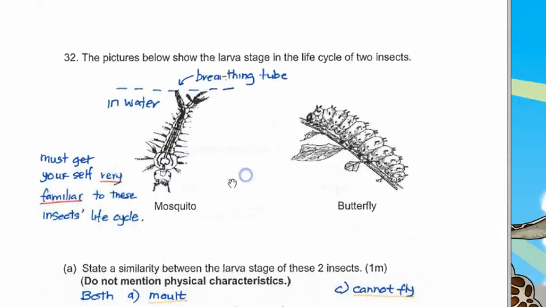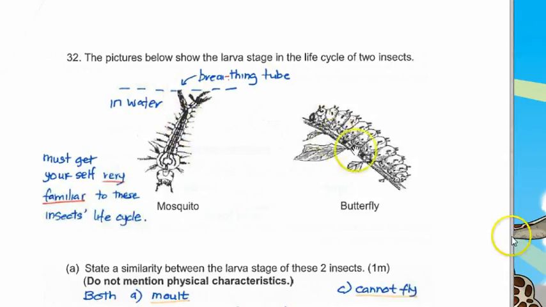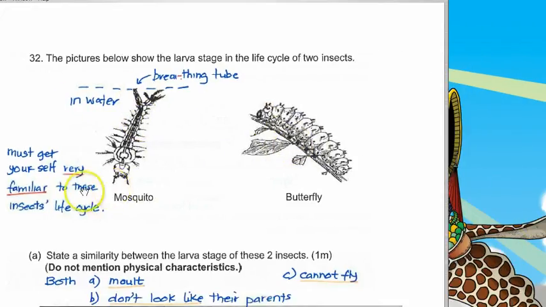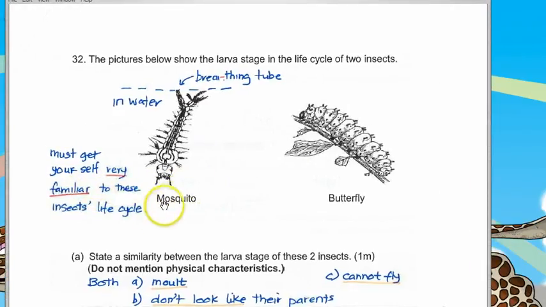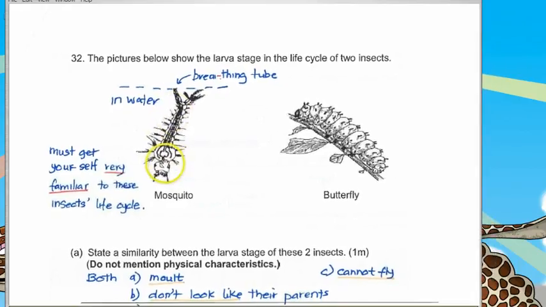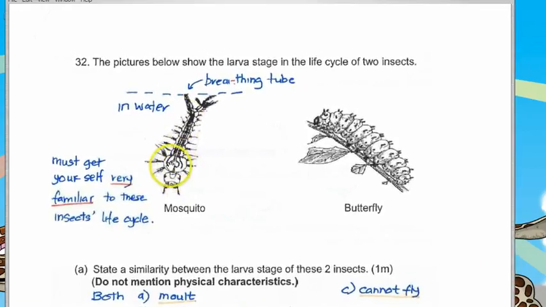These two are the larvae of the mosquito, which is an insect in water, and the butterfly. Do get yourself very familiar with the life cycle of these insects. For example, the mosquito: where they are in the water, the pupa, how does it look like? And what does it do when it's a larva? Does it eat a lot, and do they molt, and so on? These are the facts you must know for at least these two types of insect.